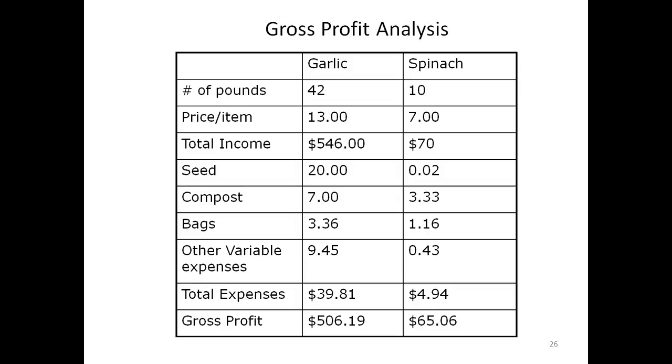We have a gross profit on those. Looking at the gross profit for the garlic, we got $506.19. Spinach provides $65.06. Without converting those to some conventional unit, you would have no way of comparing what that really means. And so we need to convert those to a common unit.